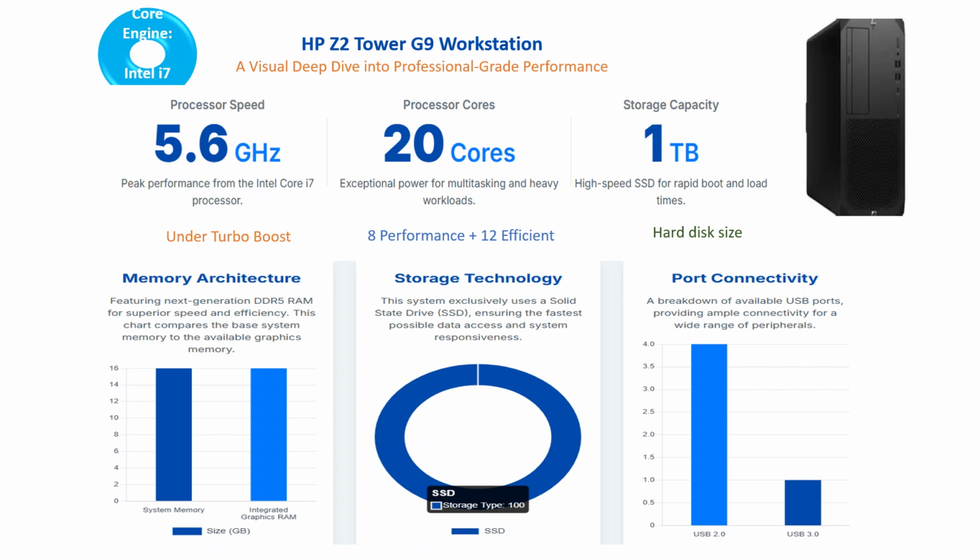In this chart, compared to basic systems, the memory availability shows a 16 GB system memory and the interconnected graphic RAM of 60 GB. You can see both in these graphs and charts. Storage technology nowadays definitely uses solid state devices, which give the fastest possible data access, fetching data from the hard disk and transferring data from one file to another.